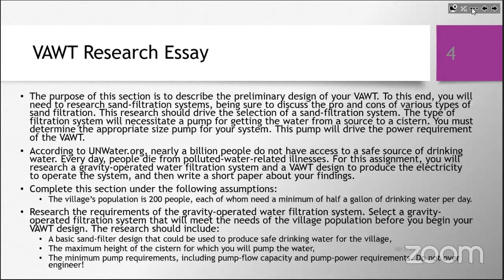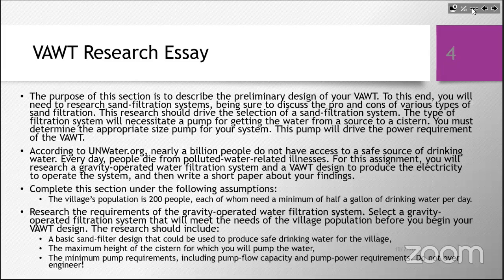So based off of your research, tell me the reasons why you've decided to choose the one that you're going to go with, right? The type of filtration system will necessitate a pump for getting water from the source to a cistern, right? Typically, the way that sand filtration works in general is it's gravity fed, right? So it takes some water from a cistern, feeds it down into your filter, and then your filter will either save it or pump it out directly, right? So we need a pump to take water from a source and dump it into the top of our sand filtration system, basically, right? Or into a bucket that feeds our system.